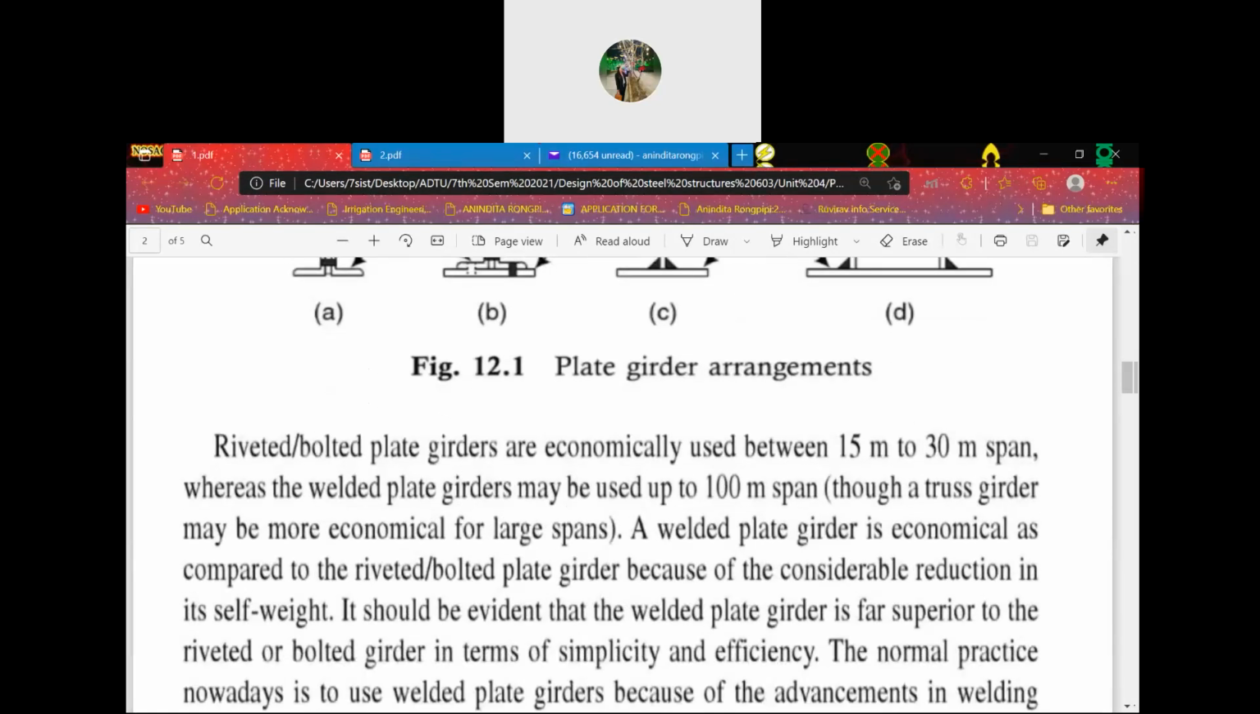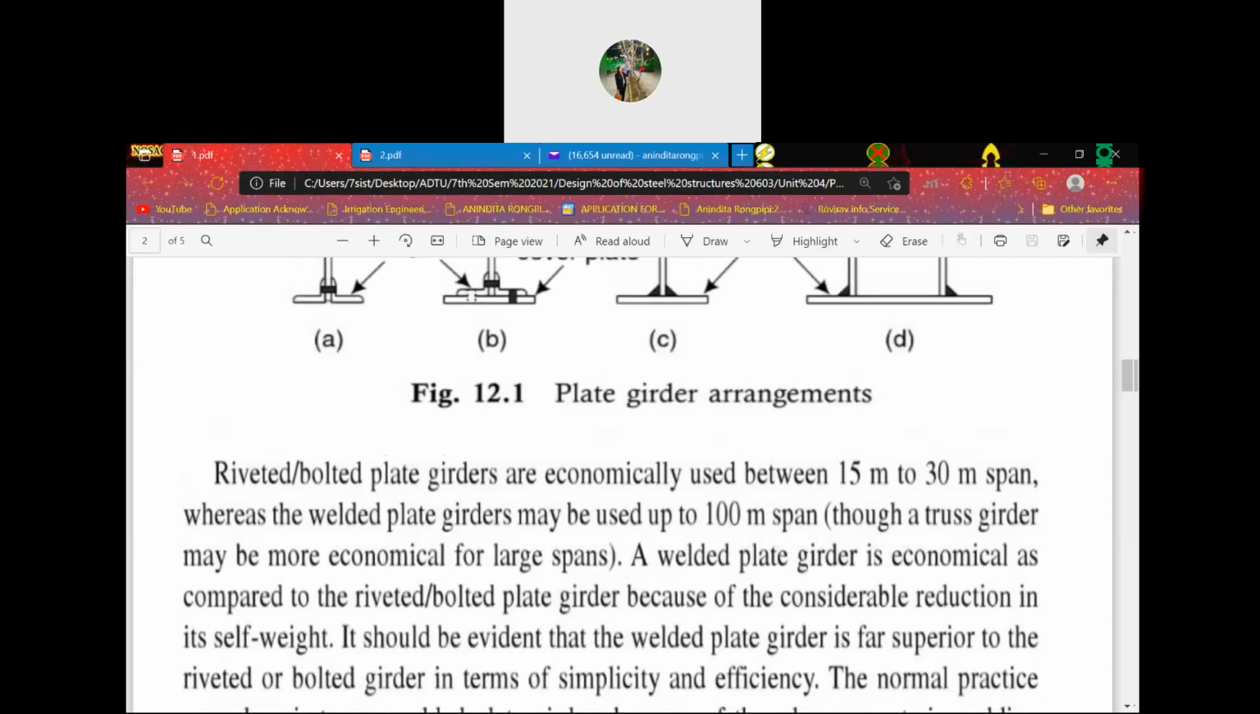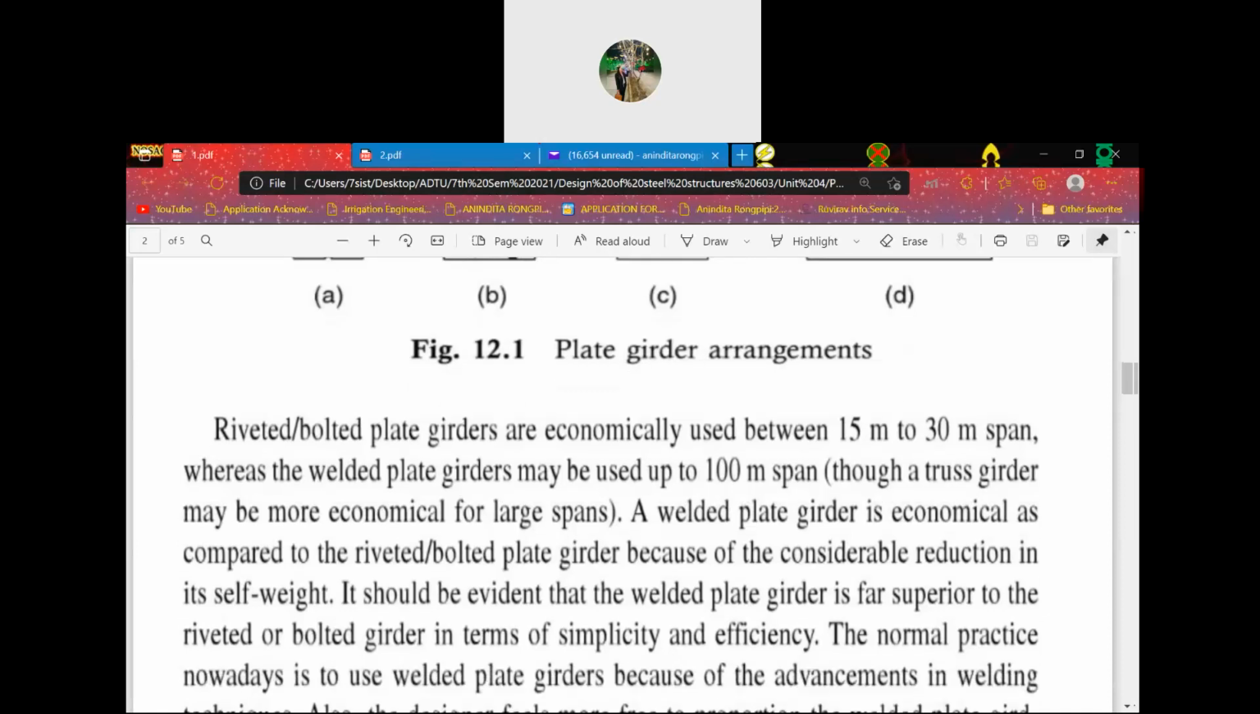Riveted or bolted plate girders are economically used between 30 meter to 50 meter span, whereas welded plate girders may be used up to 100 meter of span, though a truss girder may be more economical for large spans. A welded plate girder is economical when compared to a riveted or bolted plate girder, the reason being the considerable reduction in its self-weight. It should be evident that a welded plate girder is far superior to the riveted or bolted girder in terms of simplicity and efficiency.